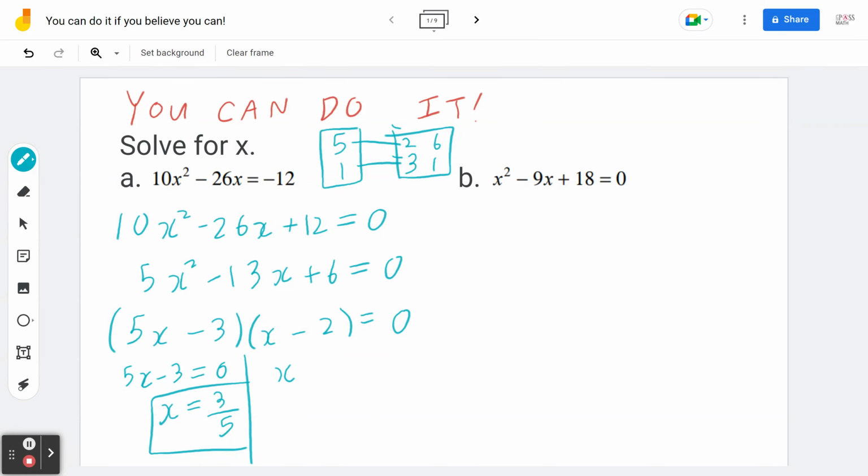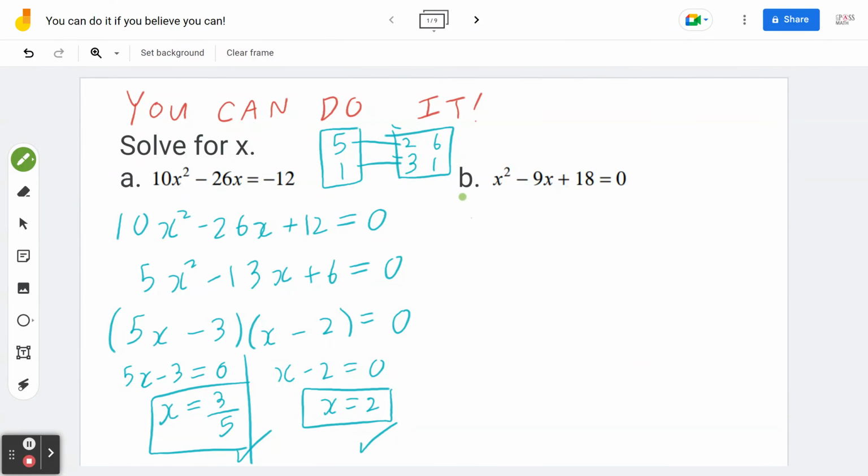In the second column, x minus 2 equals 0, again, you can bring negative 2 to the right, and x equals 2. If you want to confirm you're doing it right, I would encourage you to plug these numbers back in to double check that the left-hand side and the right-hand side equals negative 12.